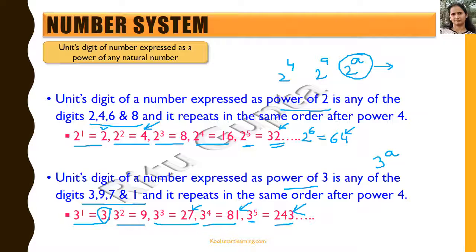So this is how we find the units digit of a number expressed as a power of 3. This approach can be taken for any other number, such as a power of 4 or 5. If we know the sequence it takes, and after how many terms it repeats itself, we can find the units digit of any number expressed as a power of some number.